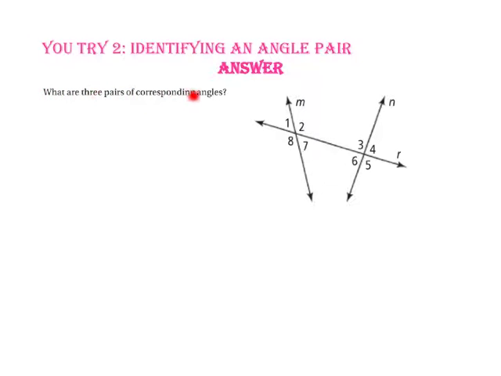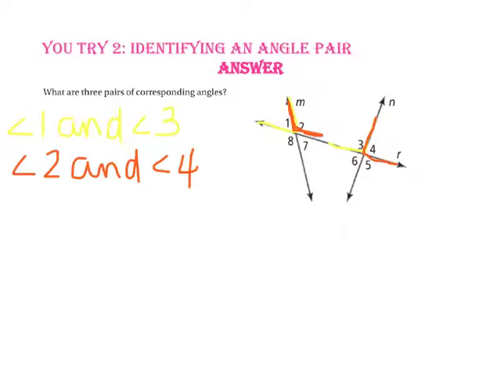What are 3 pairs of corresponding angles? Remember, corresponding angles are in the same position along the transversal. So let's start with angle 1. Angle 1 is above the transversal, line R, and to the left of line M. So we want to look at an angle above line R and to the left of line N. Angle 1 and angle 3 are corresponding angles. Now let's look at angle 2. Angle 2 is above the transversal and to the right of line M. So let's look above the transversal and to the right of line N. Angle 2 and angle 4 are corresponding angles.